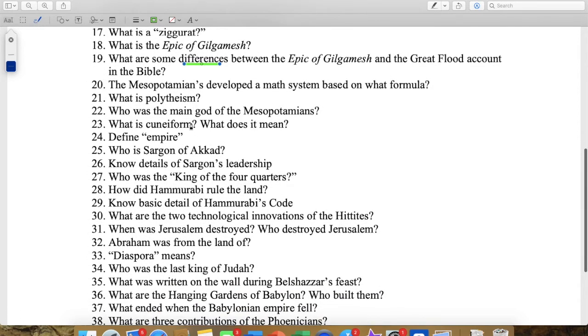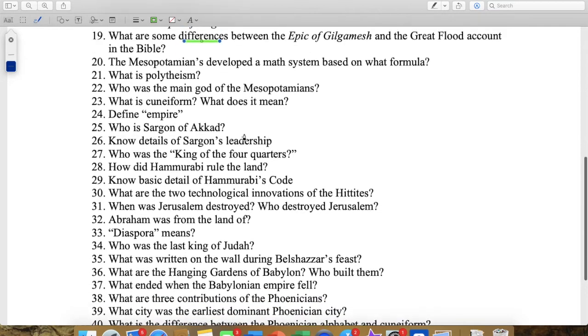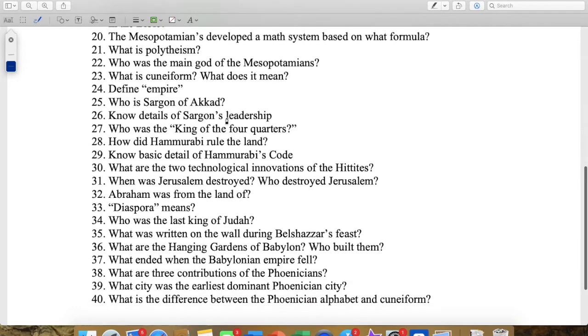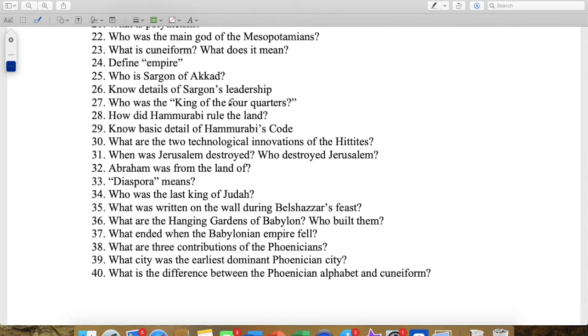What is cuneiform, and what does it mean? Okay, obviously cuneiform is one of the earliest writing samples that we have, and what does that word mean? Define what an empire is. I gave you word for word the definition on a slide of what empire is, so make sure you know what empire means.